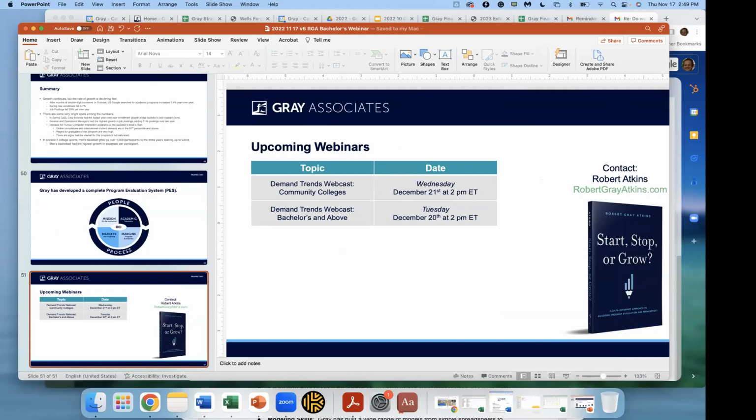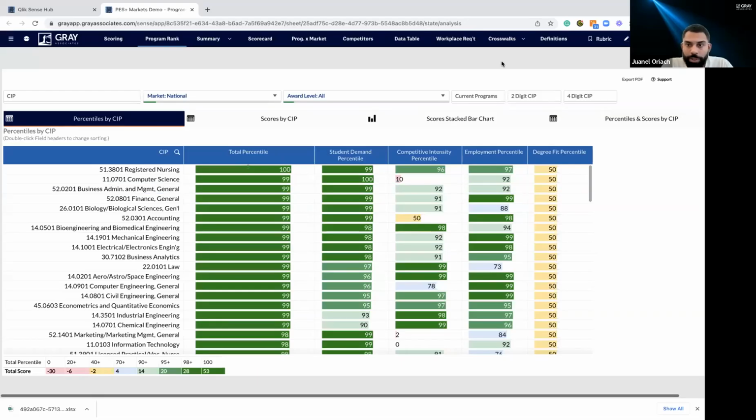Yep. So I think I've handed the screen off to you. But no, I'm still not quite screen sharing. There we go. Awesome. I will share my screen here.